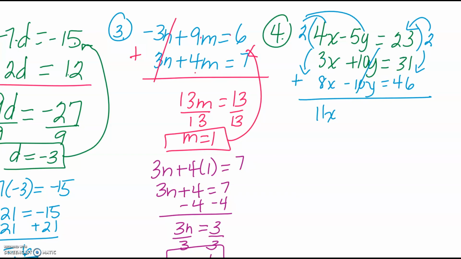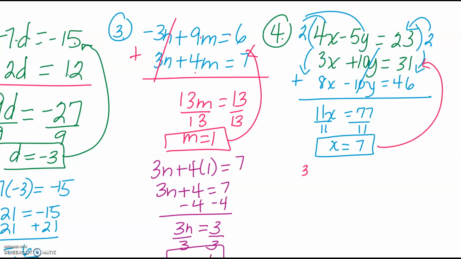31 plus 46 equals 77. I'm going to divide by 11, and 11 goes into 77 7 times. I'm going to substitute it into one of them, just choosing the second one. Again, choose whichever one you want.